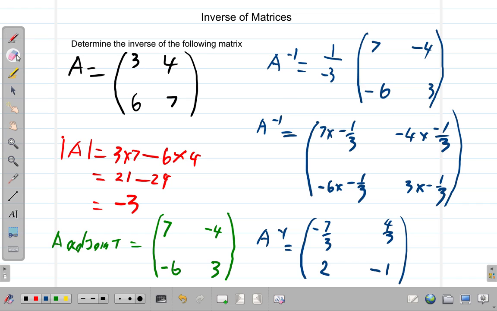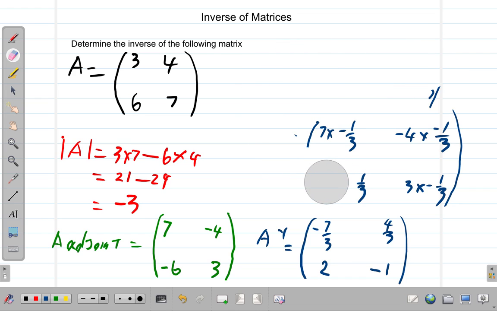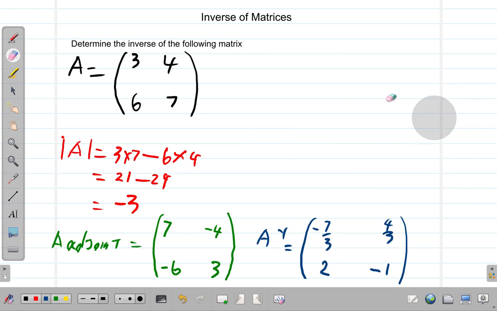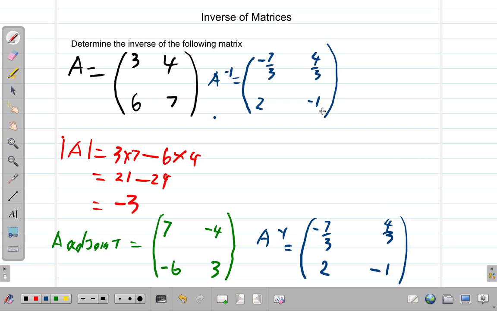Now what I'll do is erase what I have up here and write A inverse up here. Alright? So let me erase this and write A inverse up here. So A inverse equals -7/3, 4/3, 2, -1. Alright, nice.